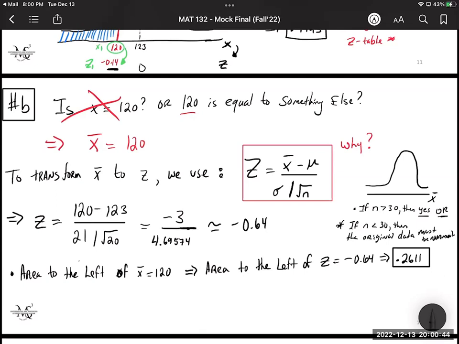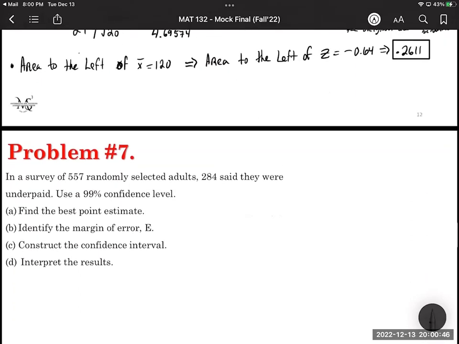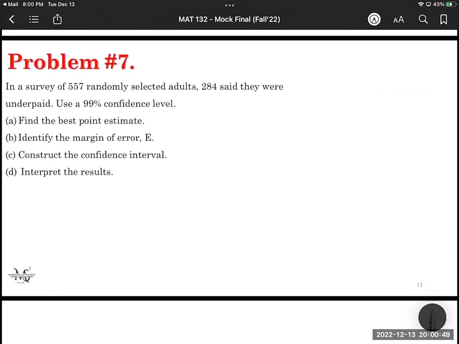I'm going to move on to problem 7. Problem 7 states, another example of randomly selecting adults. In a survey of 557 randomly selected adults, 284 said they were underpaid. Use a 99% confidence level.